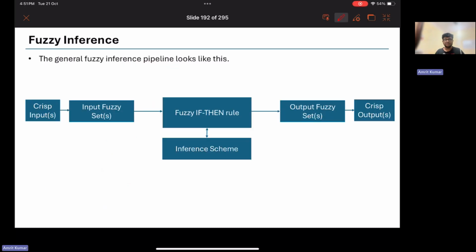Okay. So having talked about fuzzification and defuzzification, our general fuzzy inference pipeline will now look like this. You have, of course, a fuzzy if then rule and an inference scheme, which could be CRI or could be SPR. You have a crisp input value, which is fuzzified to obtain the input fuzzy set. You perform your inference using the fuzzy if then rule and the inference scheme. You obtain an output fuzzy set, and this output fuzzy set is defuzzified to produce a crisp output. Okay, so this is how the general fuzzy inference pipeline looks like.